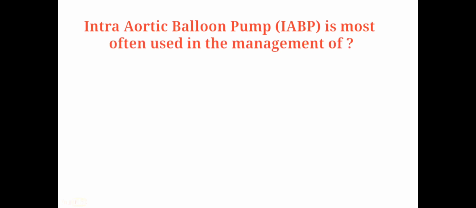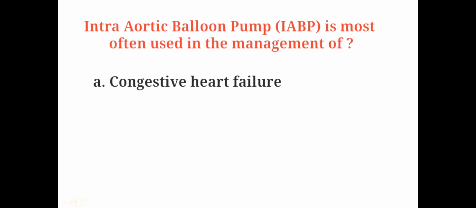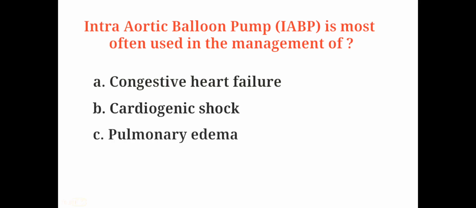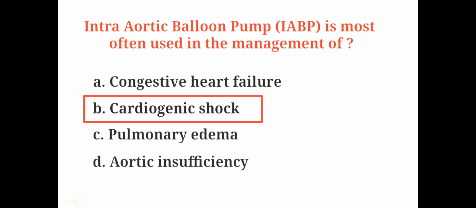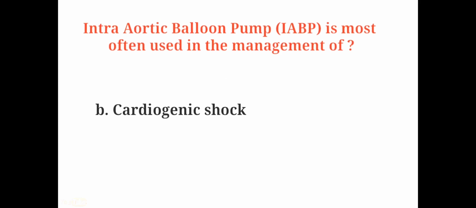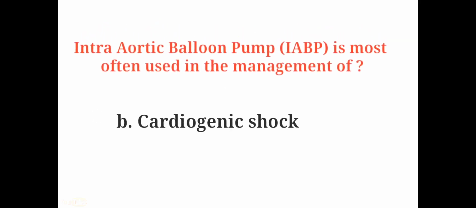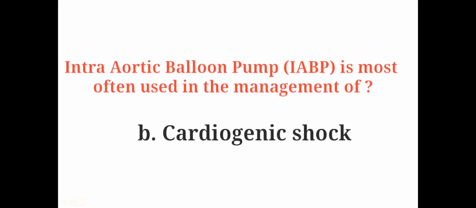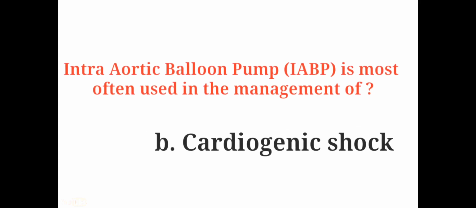Intra-aortic balloon pump (IABP) is most often used in the management of A. Congestive heart failure, B. Cardiogenic shock, C. Pulmonary edema, D. Aortic insufficiency. And the answer is B. Cardiogenic shock. Intra-aortic balloon pump (IABP) is most often used in the management of cardiogenic shock.